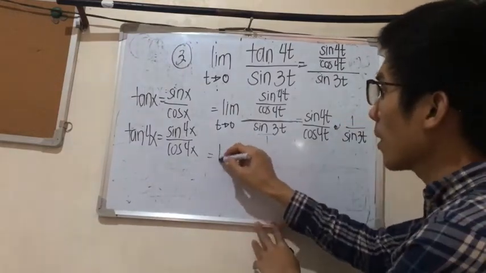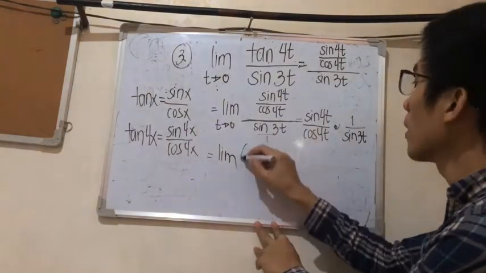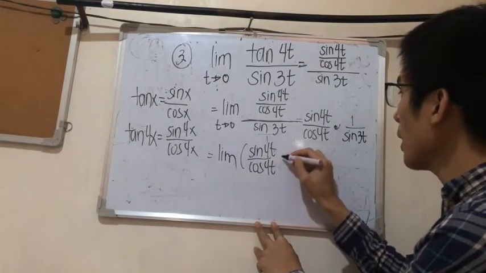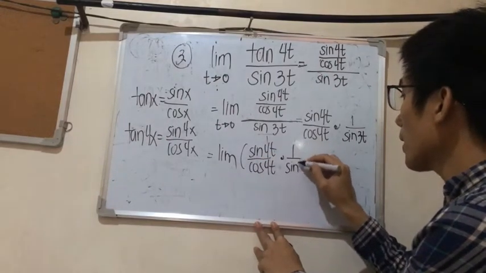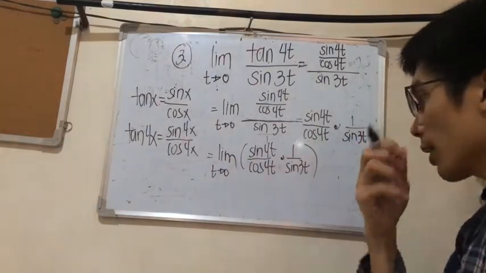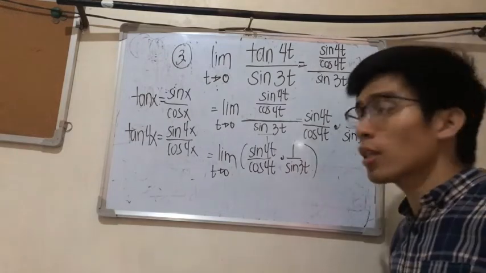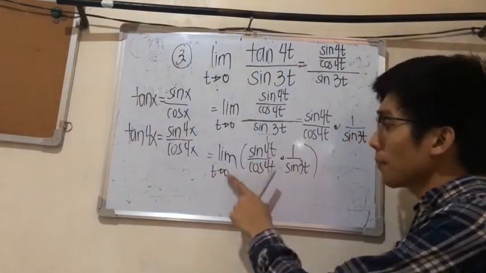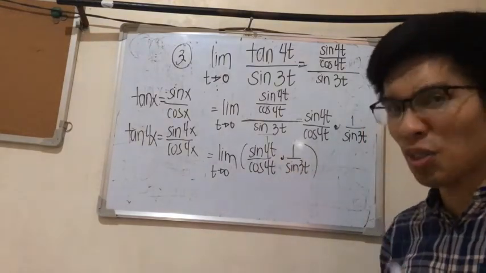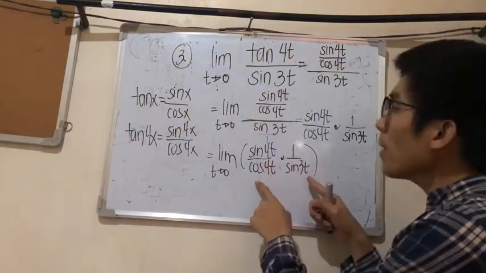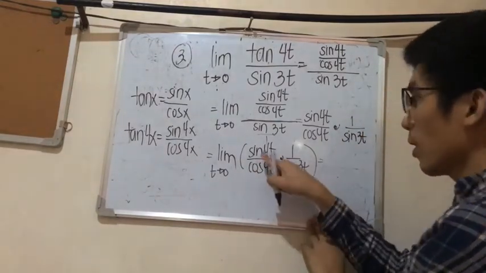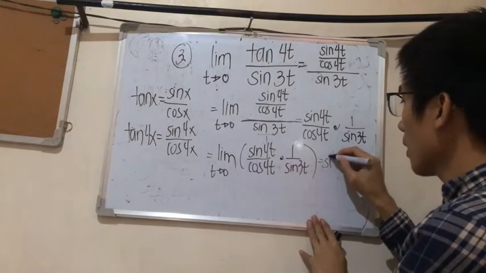Okay, so it will become the limit of sine 4t over cosine 4t times 1 over sine 3t as t approaches 0. The question is, can we use the direct substitution method in this form? No, simply because it will still become indeterminate form. So just continue simplifying, and we can separate this one. That is now in the form of this one. We can separate that one as sine.